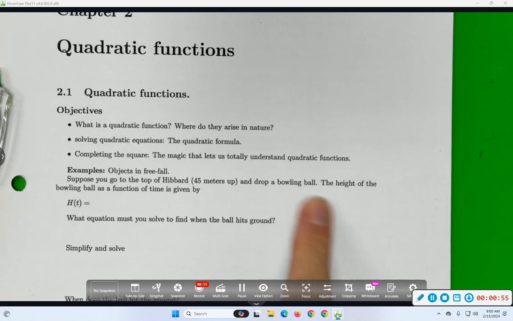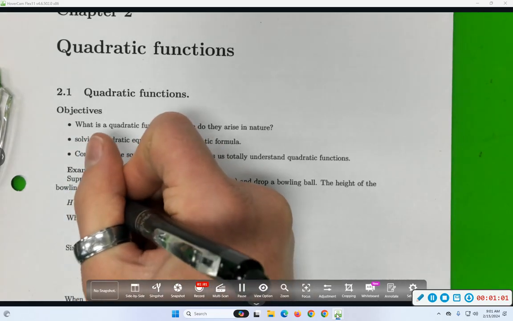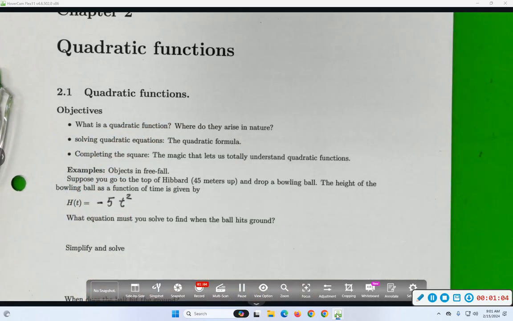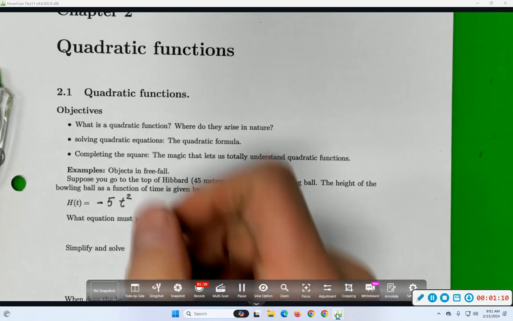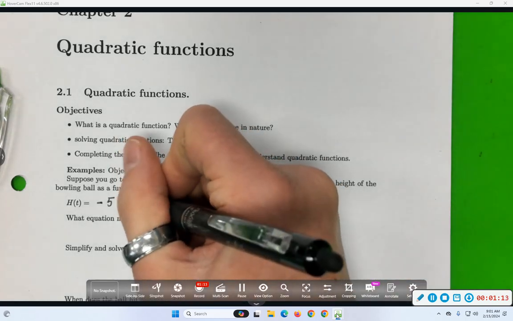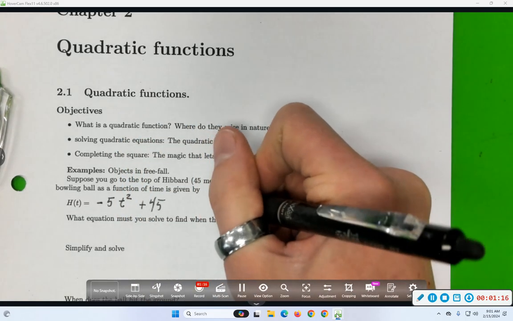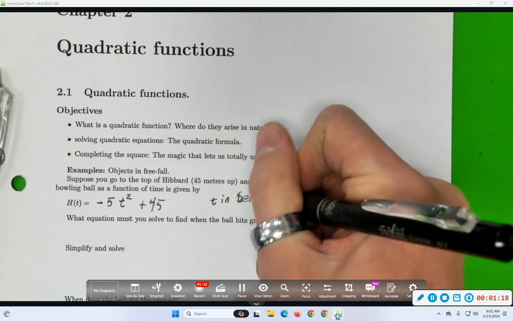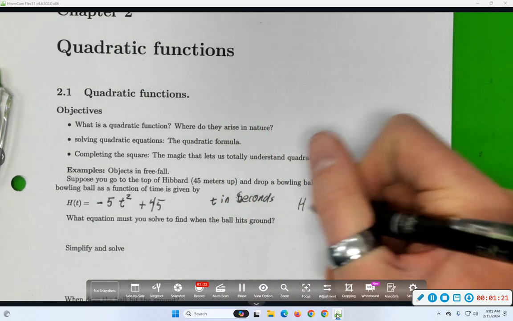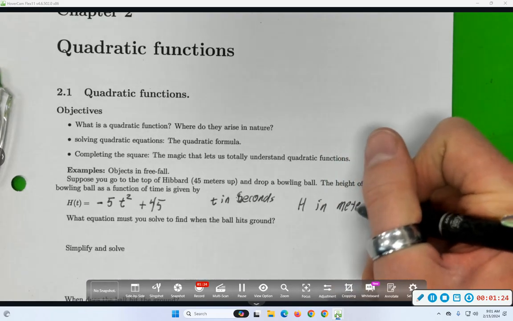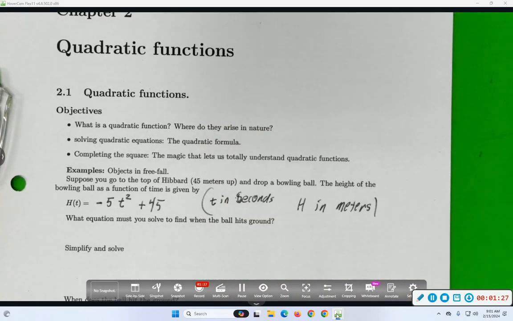And drop a bowling ball. The height of that bowling ball as a function of time is then given by approximately -5t squared, so some contribution coming from acceleration due to gravity, plus 45, with t in seconds, h in meters. So let's suppose I give you this model and ask you to make a prediction for how long it will take before that ball hits the ground.